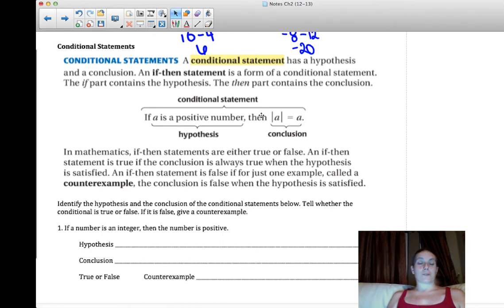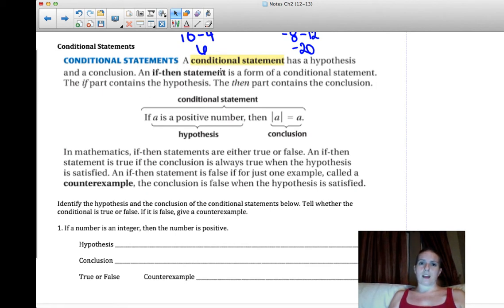Alright, our next video is over conditional statements. And I cut this straight from your textbook, because I think your book does a really good job of explaining conditional statements. So while I'm not always a fan of reading to you, I think that their words are the best way to describe this to you.